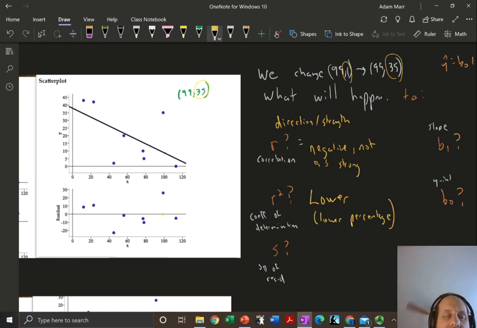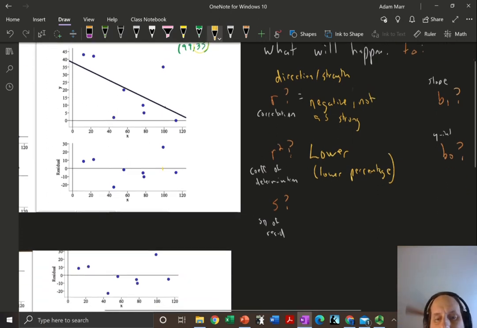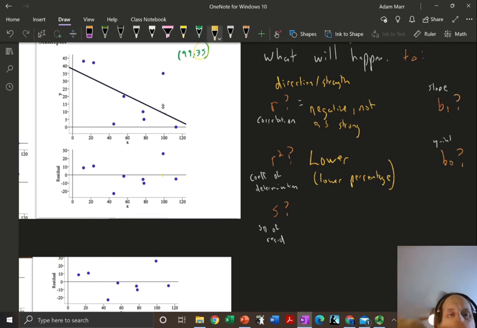Okay, if it's a high percentage, that means it's a pretty strong line. If it's a lower percentage, not quite as good. So the more standard deviations you have, of course, the lower the percentage will be. The more residual you have, the lower the percentage will be.